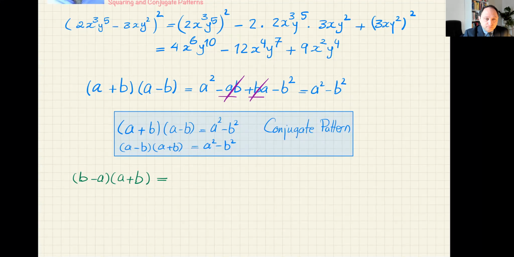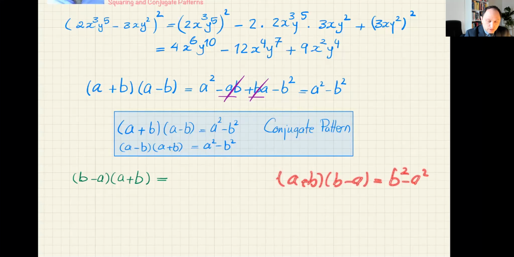Okay, so if it's A plus B times B minus A. A plus B times B minus A, yes? Yes. So the answer is B squared minus A squared. Okay. So it's just the opposite.